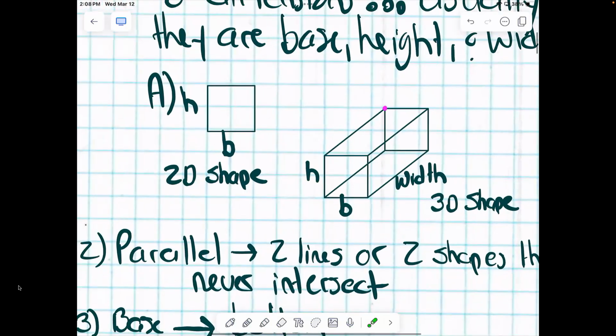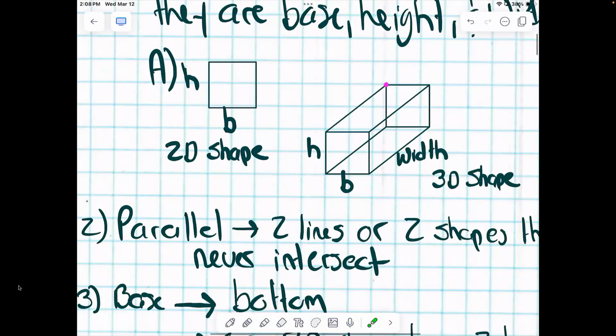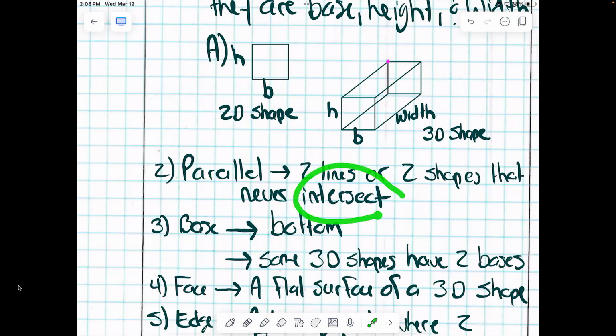A two-dimensional shape, also known as a 2D shape, has how many dimensions? Two. The names of those dimensions are? Do we know the difference between 2D and 3D shapes? Yes. Flat. This one has some width to it, right? Some thickness, some fatness to it. Parallel lines, they never what? Intersect. So parallel shapes will never intersect too, right?